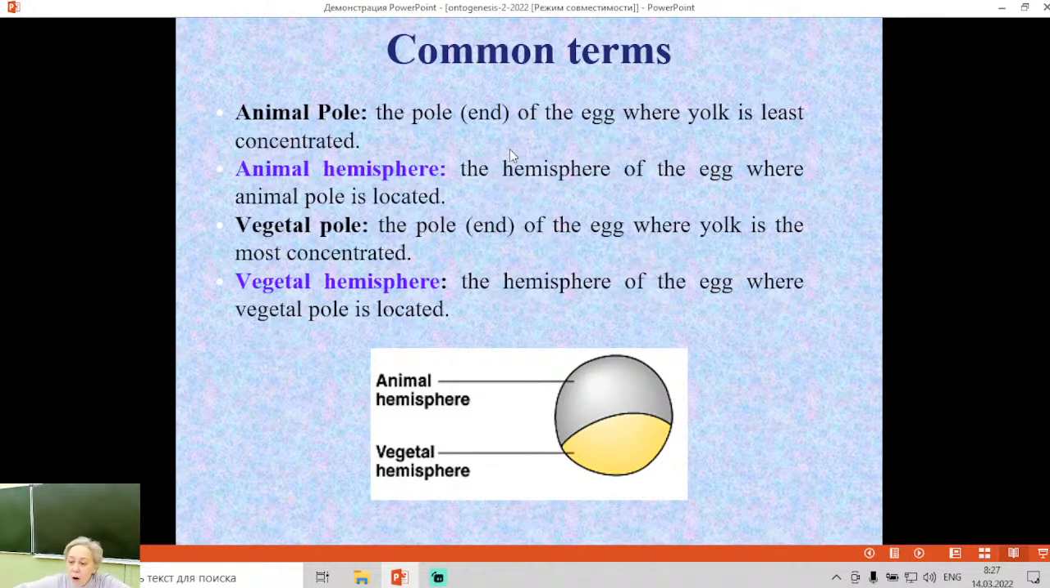Common terms for eggs. Egg has animal pole. The pole of the egg where the yolk is least concentrated, the cytoplasm without yolk, or animal hemisphere, the hemisphere of the egg where the animal pole is located. Vegetal pole, the end of the egg where yolk is the most concentrated, or vegetal hemisphere, the hemisphere of the egg where the vegetal pole is located.